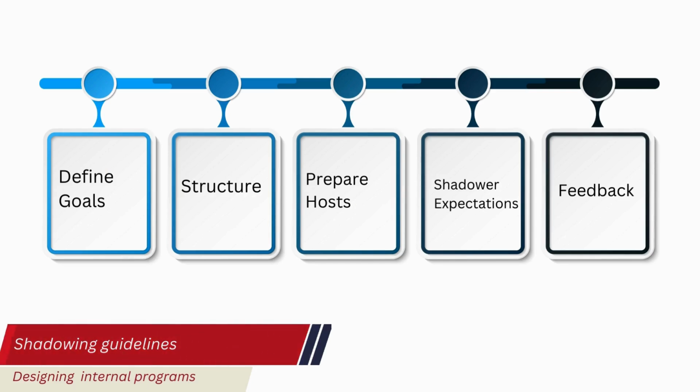Here's a summary of the main points for designing effective internal shadowing programs. First, define goals. Clearly establish what you hope to achieve with the program, like upskilling, cross-functional knowledge, leadership development, etc., and who the ideal participants are. Secondly, structure matters. Create a process for matching shadowers and hosts. Set realistic time commitments and consider a simple agreement outlining expectations.